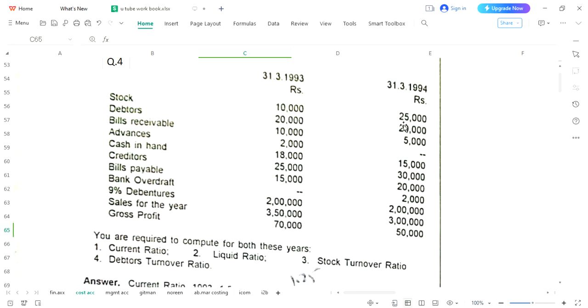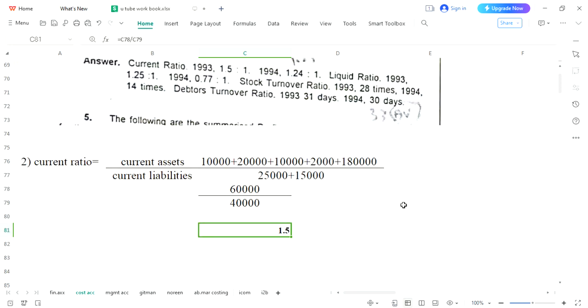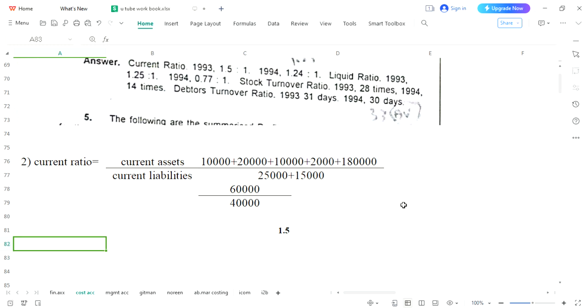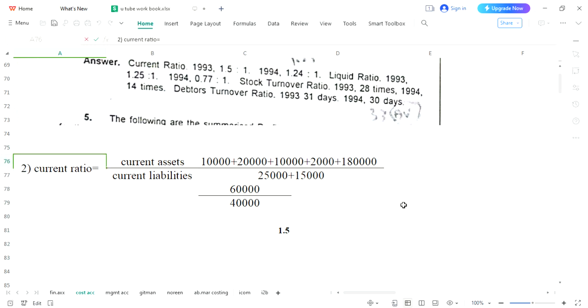So what you will do, 25, 25, 0 and 15. These are your current assets. Then you will choose creditors, bill payable, overdraft, 30, 20 and 2. These are your current liabilities. So for second year, you will solve it by yourself. In this way, our first ratio has been calculated, and now we are looking forward to our second ratio.